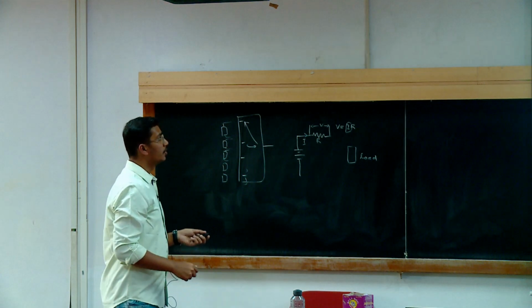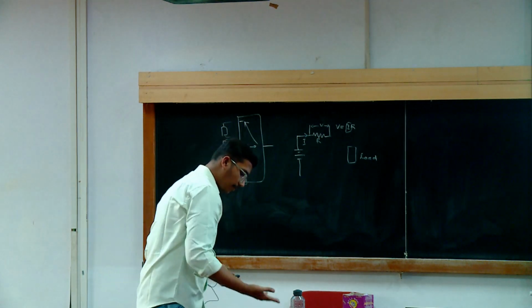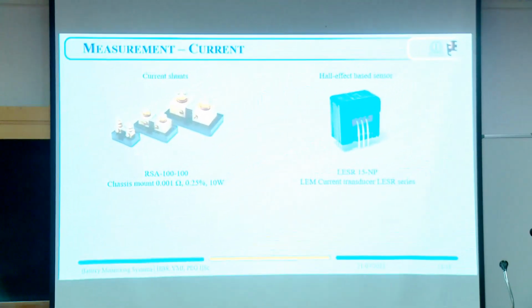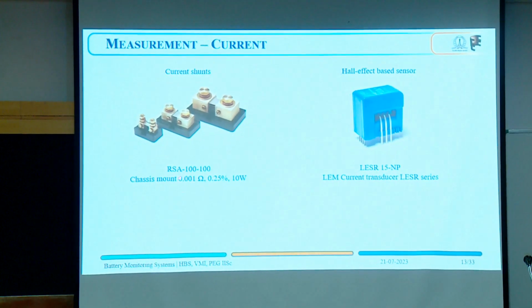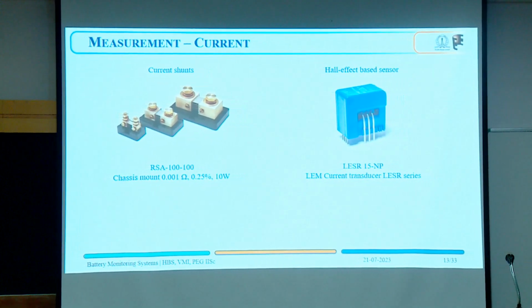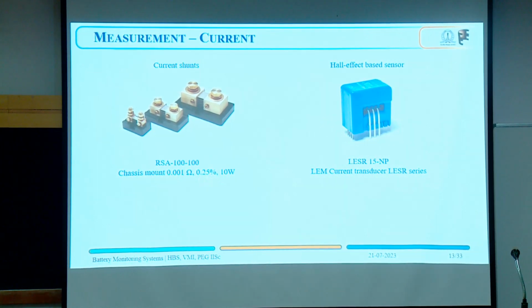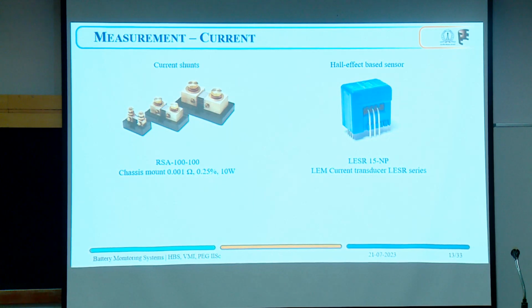proportional to the current. Here are some pictures taken from the data sheets. This is an RSA 100 current shunt, which is a chassis mount. You can see that it is 0.001 ohms, with 0.25% tolerance and 10 watts. The resistance is very small, but it is 10 watts, which means it can handle large currents, even hundreds of amperes. It is placed on a heat sink because this resistor is in series and carries the load current, so it will get hot. We have to take out that heat, which is why most of these current shunts need to be placed on heat sinks.